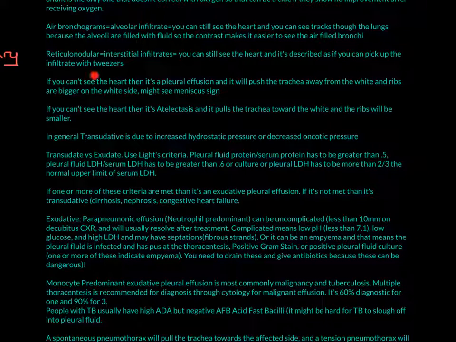So if you can't see the heart, it's considered a pleural effusion, especially if the trachea is being pushed away from the white, which would be the pleural effusion, and the ribs are bigger on the side of the pleural effusion. Another thing to note is the meniscus sign. A pleural effusion is just an accumulation of fluid in the pleural cavity. Because it's a fluid, you have the characteristic C shape, like what we learned in chemistry, where at the edges you have surface tension causing this characteristic C shape. Once again, you can Google that to see, for example, in a test tube, that meniscus sign.